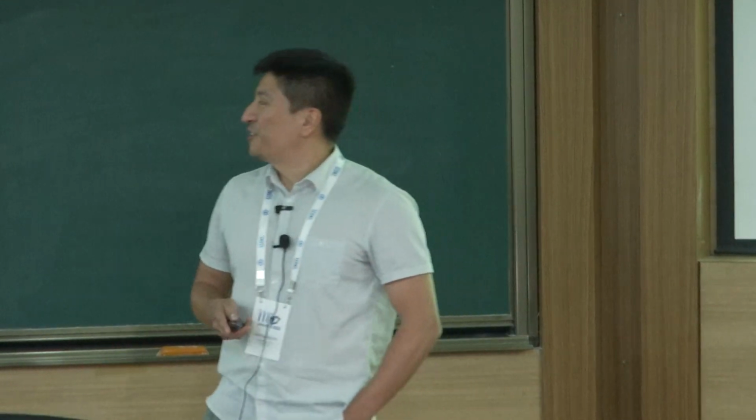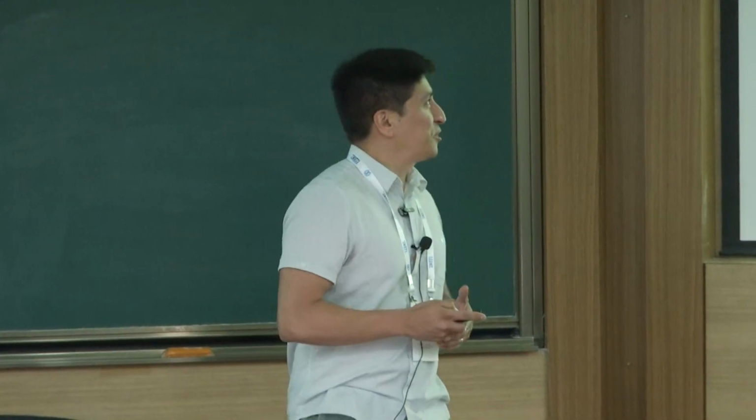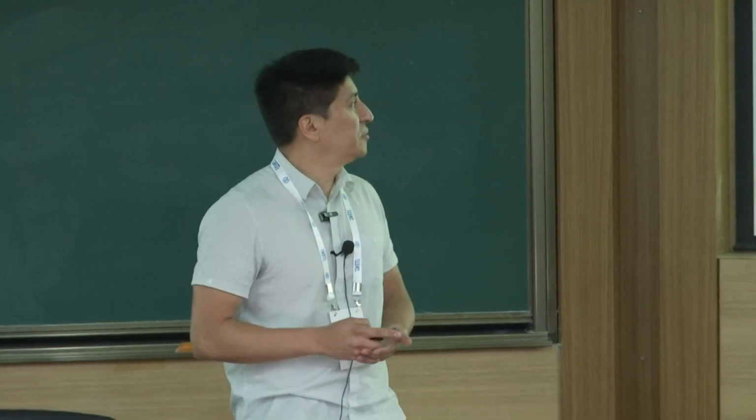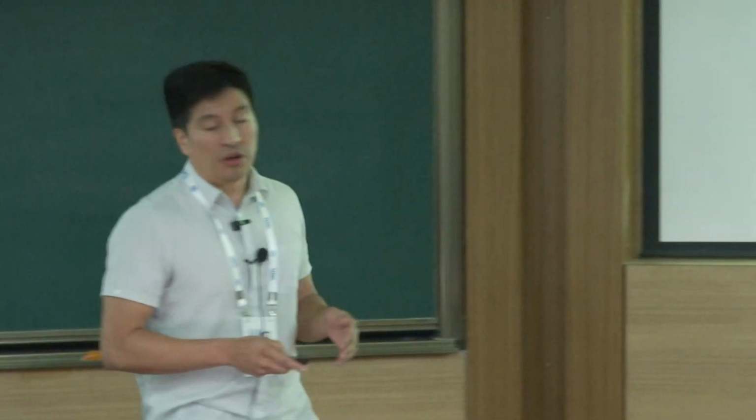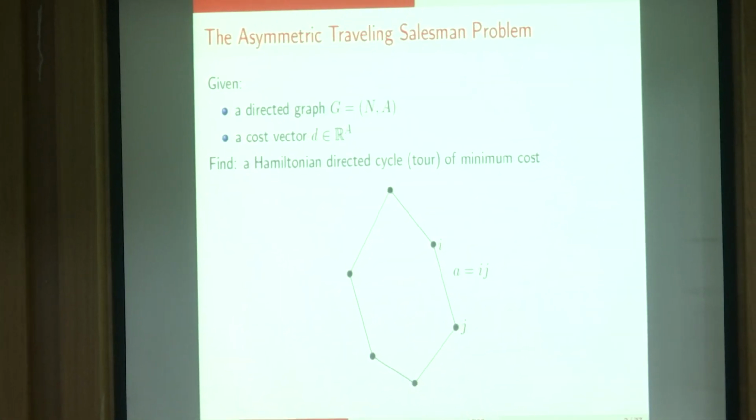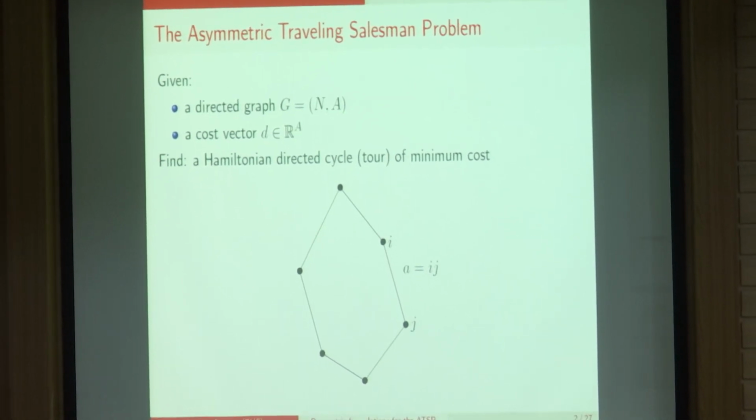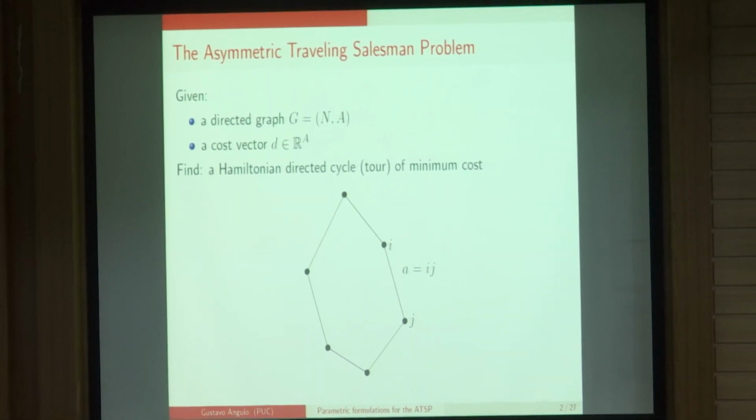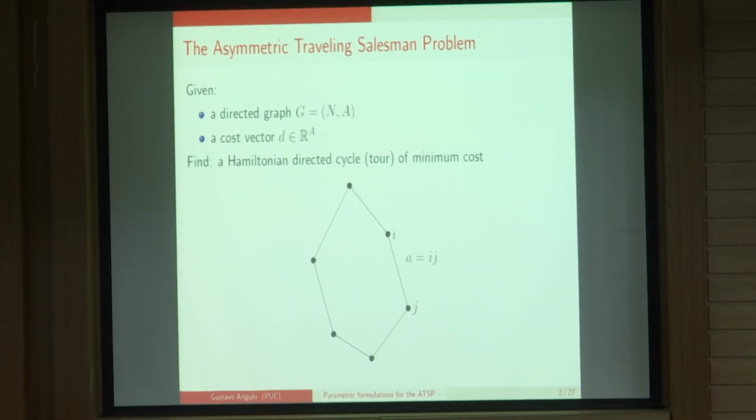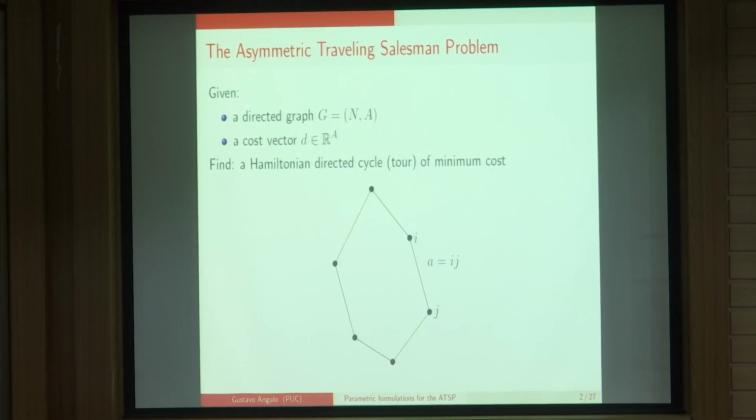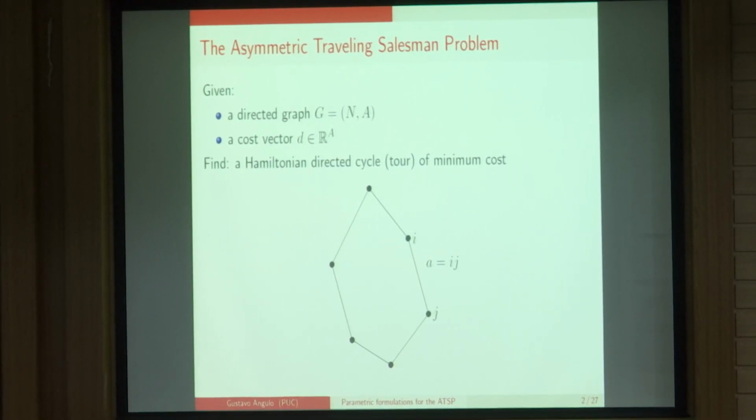Okay, this is a standard integer programming problem. I will talk about the TSP, which is a well-known combinatorial problem. We will have a directed graph G, which will be complete for our purposes, and we have a cost vector, and we want to find a Hamiltonian cycle of minimum cost, right? So this is the typical problem. We will talk about different formulations for this problem.